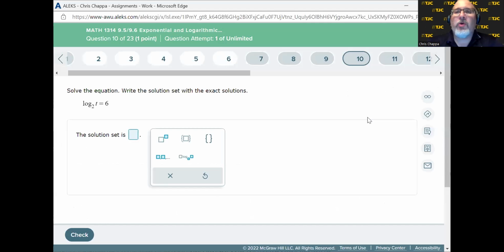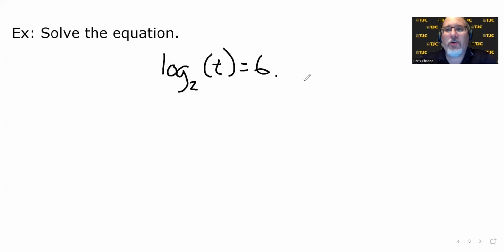So this comes directly from question 10, where it asks you to write the solution set with exact solutions. So no calculators, no decimal approximations, just tell me exactly what you get. I do want to remind you that sometimes parentheses are not used around the arguments of logarithms in the homework when the argument contains a single term like t. My preference, however, is to be consistent and use parentheses around arguments every time I type a logarithm.